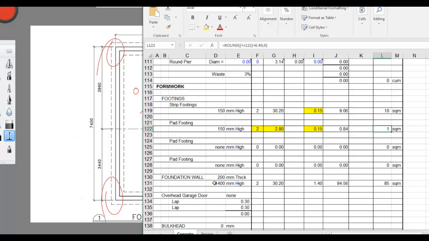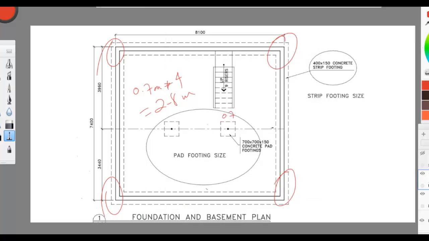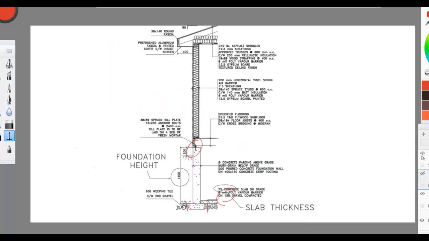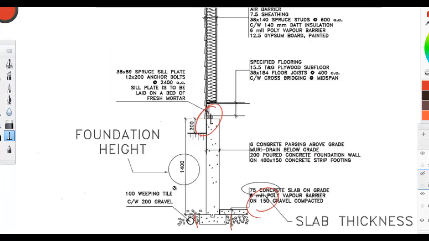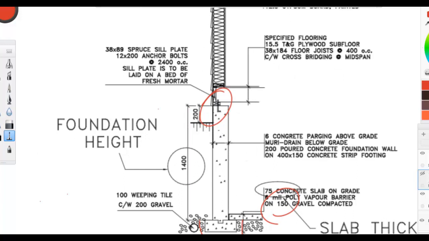The height of the wall footing is 1.4. So if you go to the section part here, you'll see the height is 1.4. And of course, this is 1.4. It has also two sides to it. So this is one side and this is the other side, because we are talking about formwork.